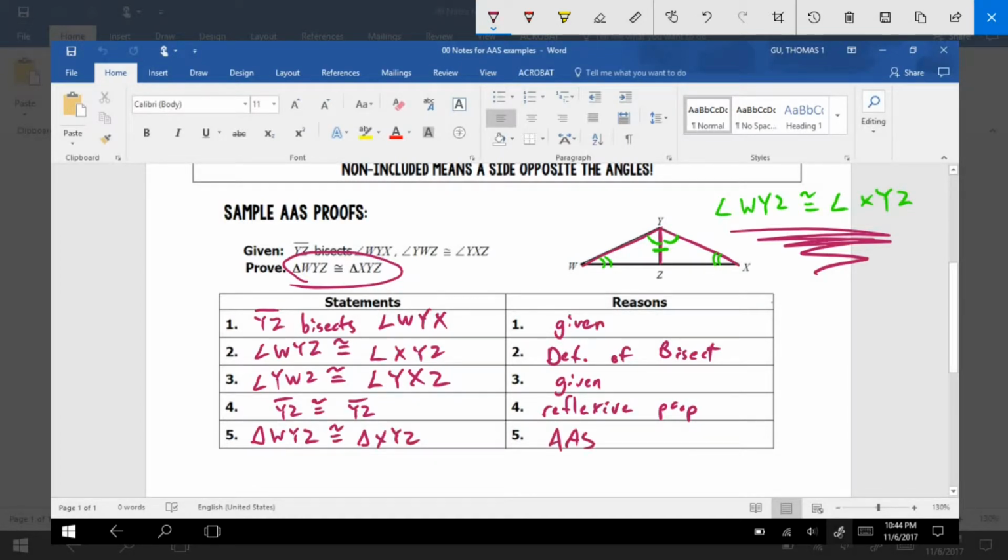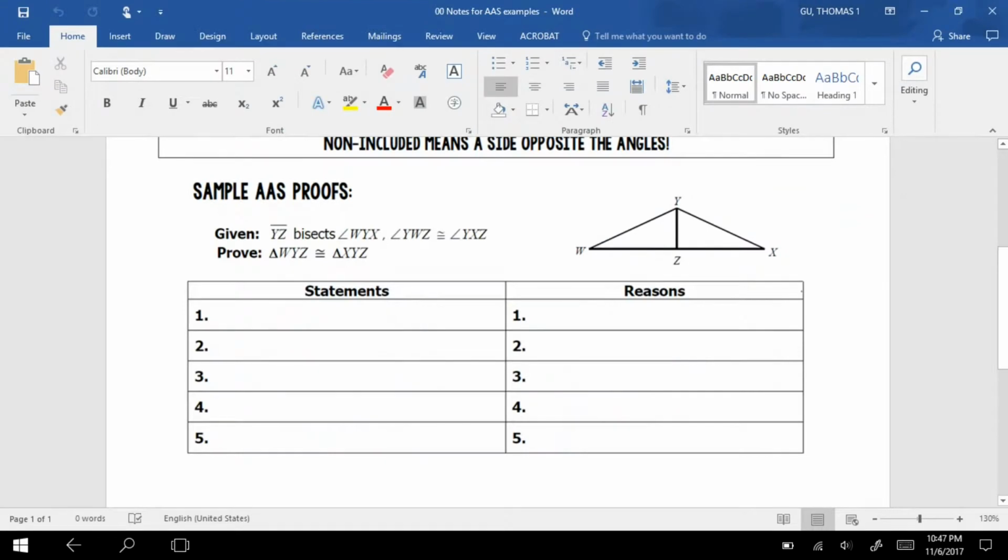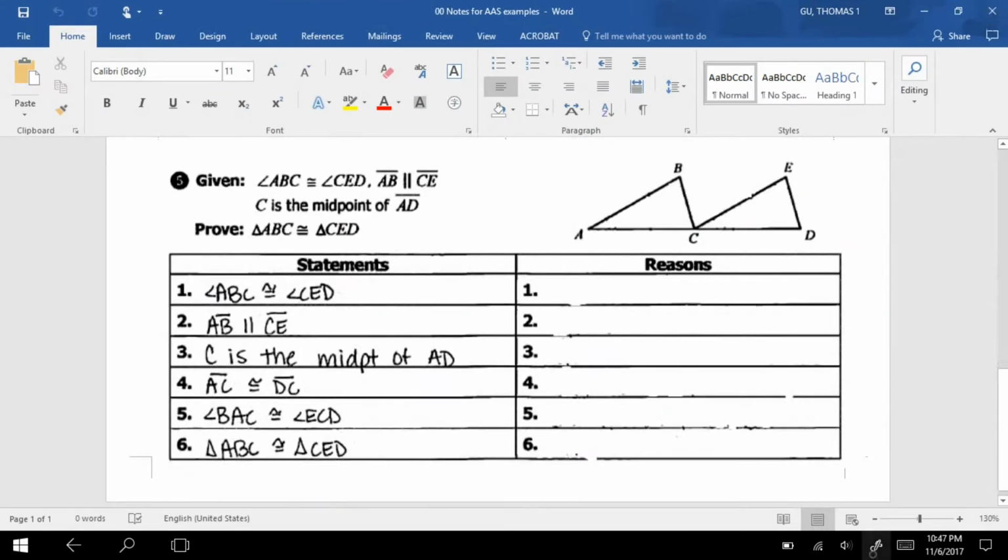Angle, side. There we go. All right, let's go to the next example. Ooh, look at this one. They already gave us the whole left column.